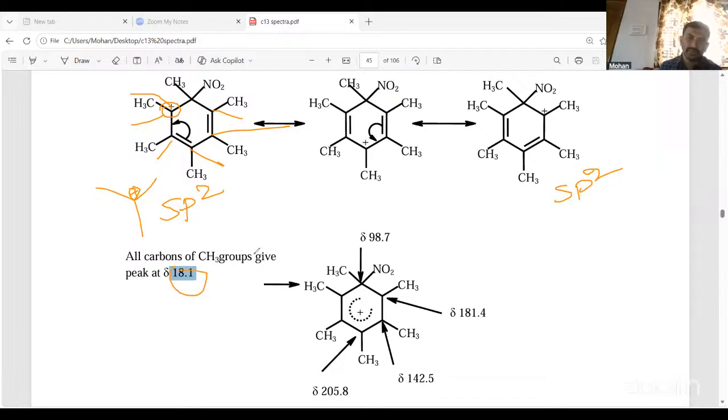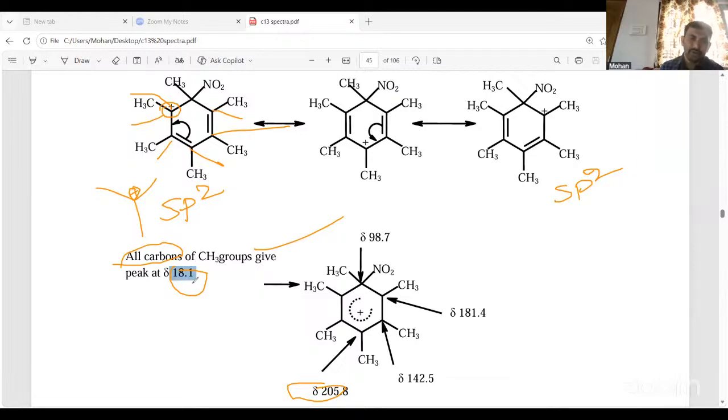All carbons give a peak at 18.1. So how are we getting 18.1 here? It should be noted that all the carbons show the same values, like benzene, 205, 205 here. For the symmetrical benzene it shows 205. Like that, here also it is showing 18.1.